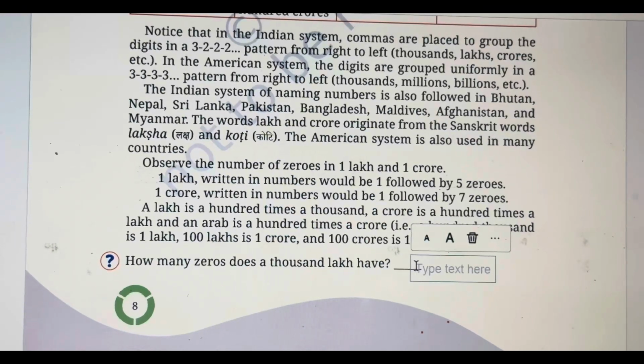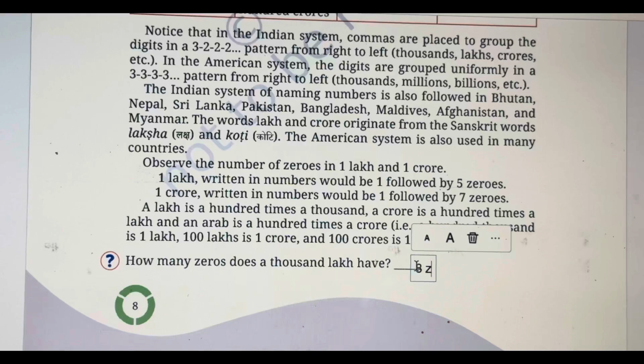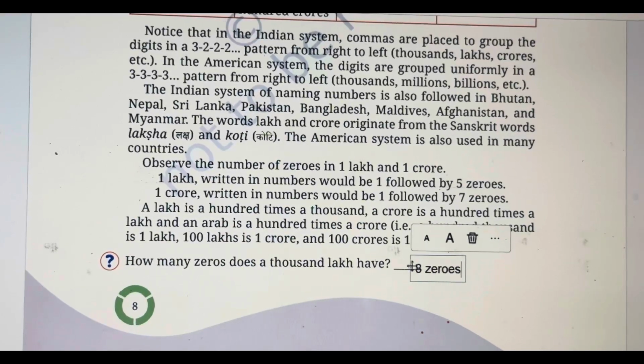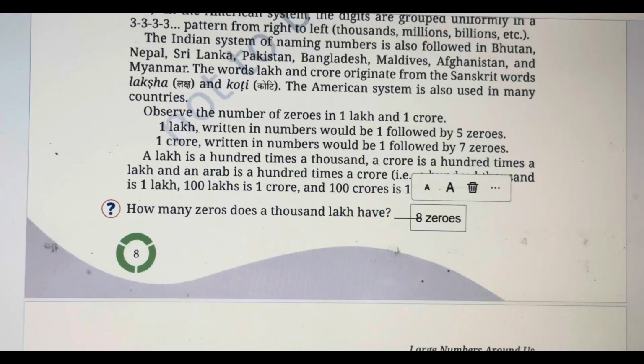Let's try to answer the 2 questions which are given here. How many zeros does 1,000 lakh have? So what are you supposed to do? Just count the zeros. So there are 3 zeros in 1,000 and 5 zeros in lakh. So 3 plus 5, a total of 8 zeros are there, right? Simple. Now what is the number with 8 zeros known as? It is 10 crores, right?